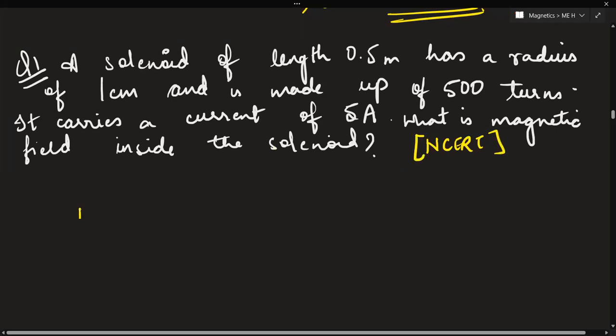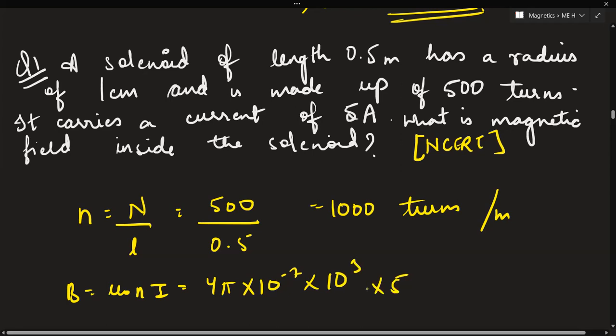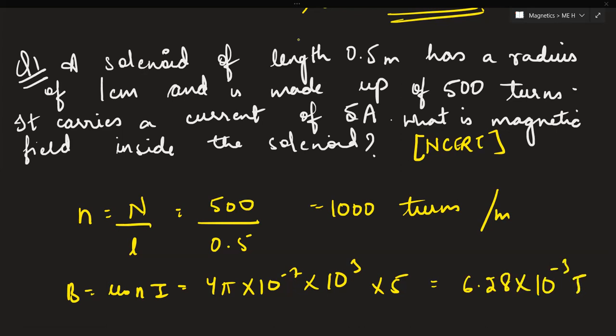Now, number of turns per unit length is what? Number of turns are given to you as 500, per unit length. Length is given as 0.5. So this becomes 1000 turns per meter. So B is equal to mu naught n i. Mu naught will be 4 pi into 10 to the power minus 7. Small n is 10 to the power 3. Current is 5. So this comes out to be 6.28 into 10 to the power minus 3 Tesla.